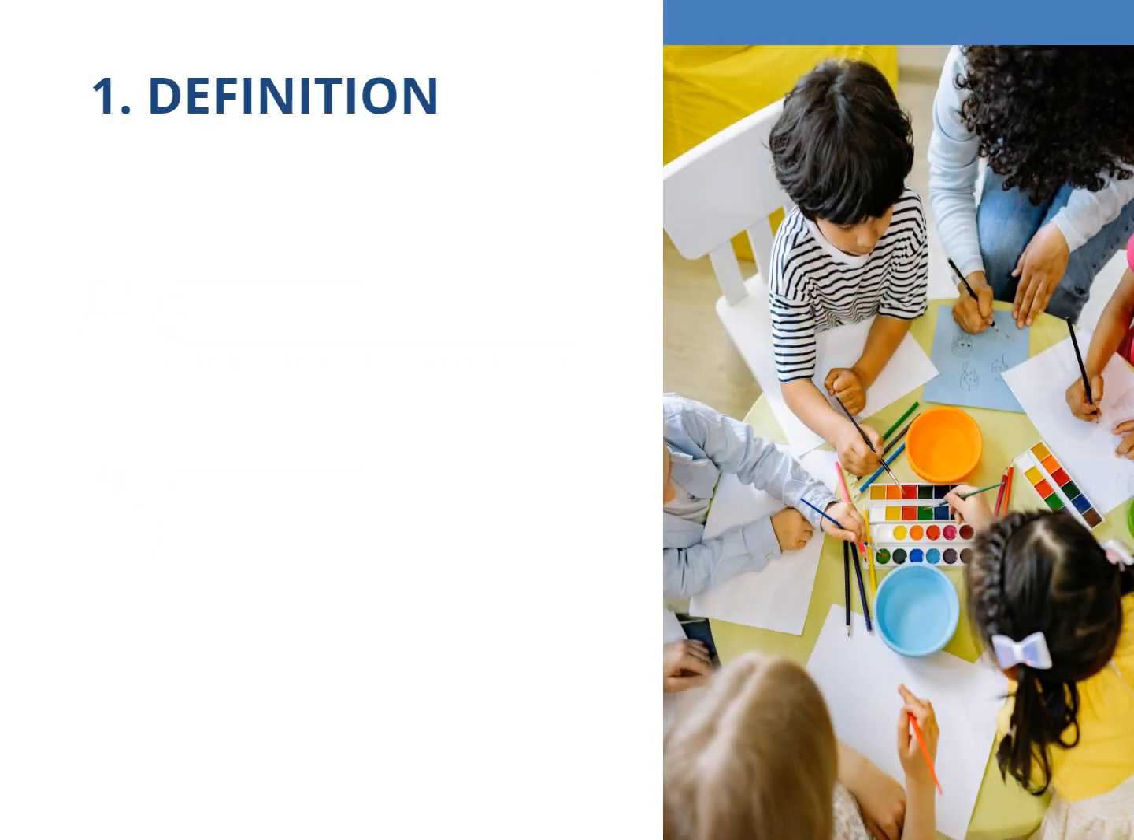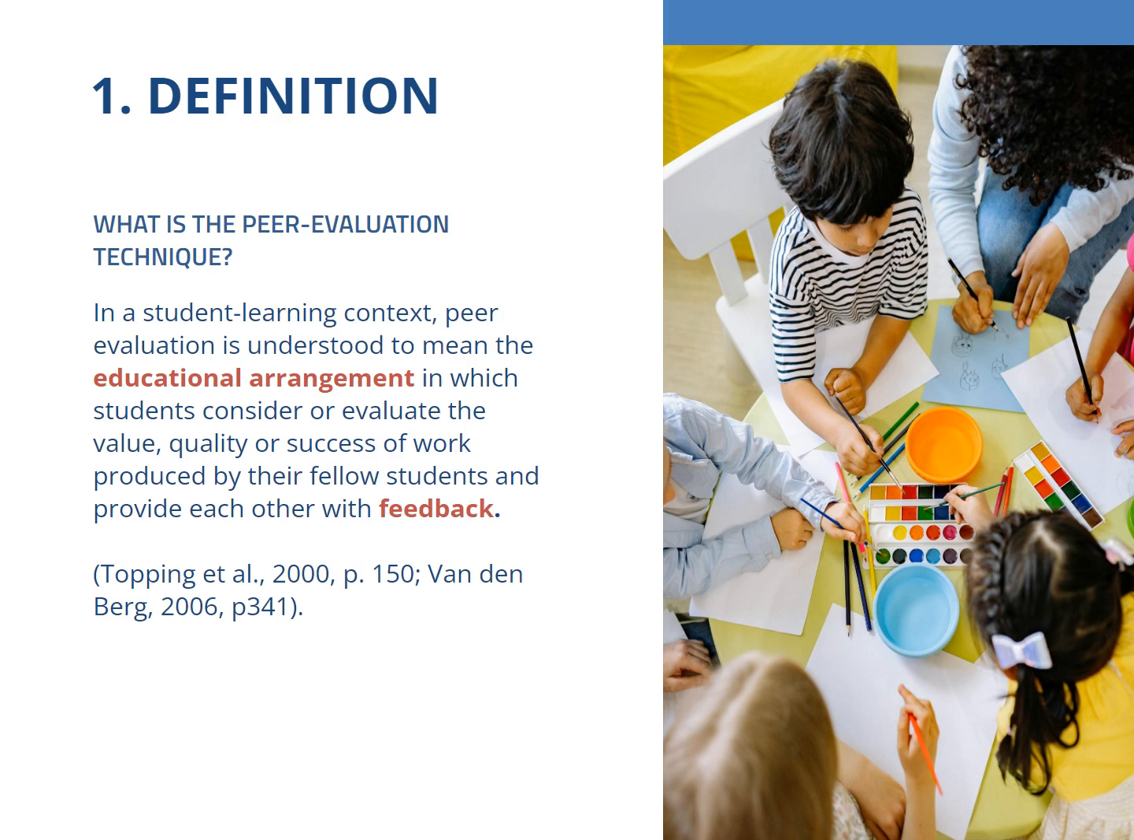Let's start with the first objective, the definition. What is the peer evaluation technique? In a student learning context, peer evaluation is understood to mean the educational arrangement in which students consider or evaluate the value, quality, or success of work produced by their fellow students and provide each other with feedback. If you click in educational arrangement and in feedback, you can learn more about these two key components of the definition. Once you do that, you are welcome to click in the next button to go to the next slide.